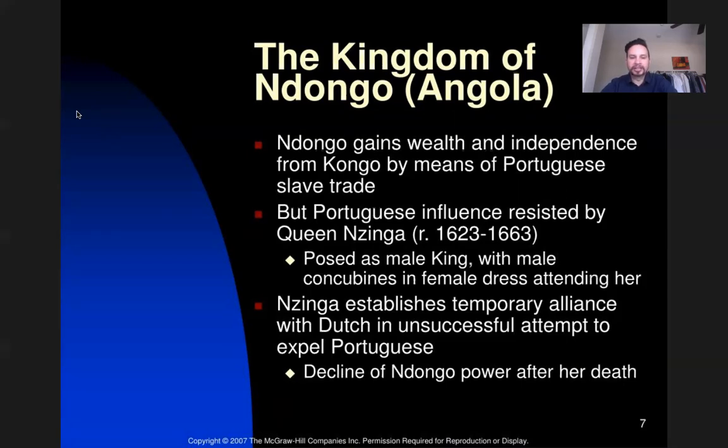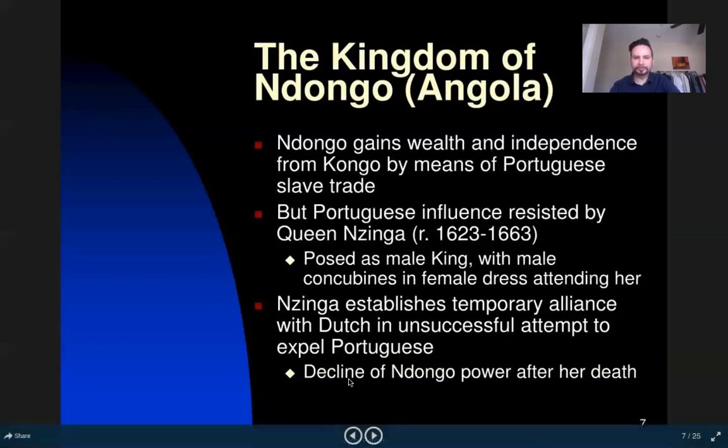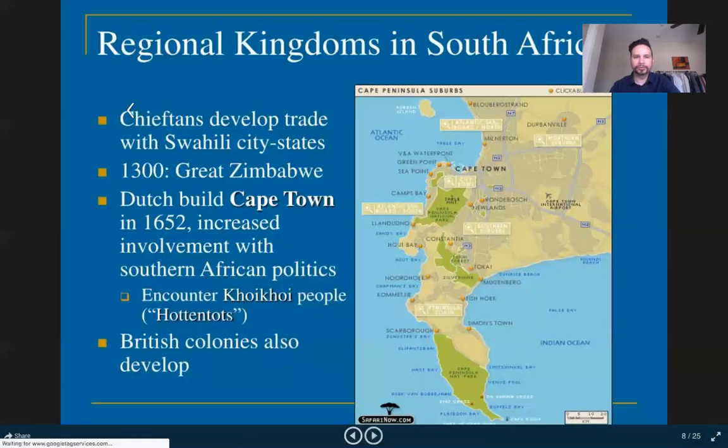So Nzinga establishes a temporary alliance with the Dutch in an unsuccessful attempt to expel the Portuguese. And then there was a decline in Ndongo power after her death. So it looks like the Portuguese win this round again.